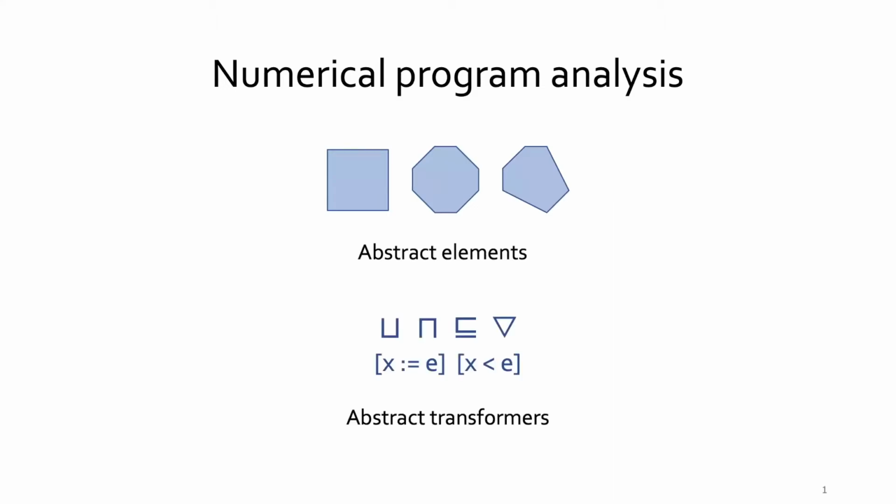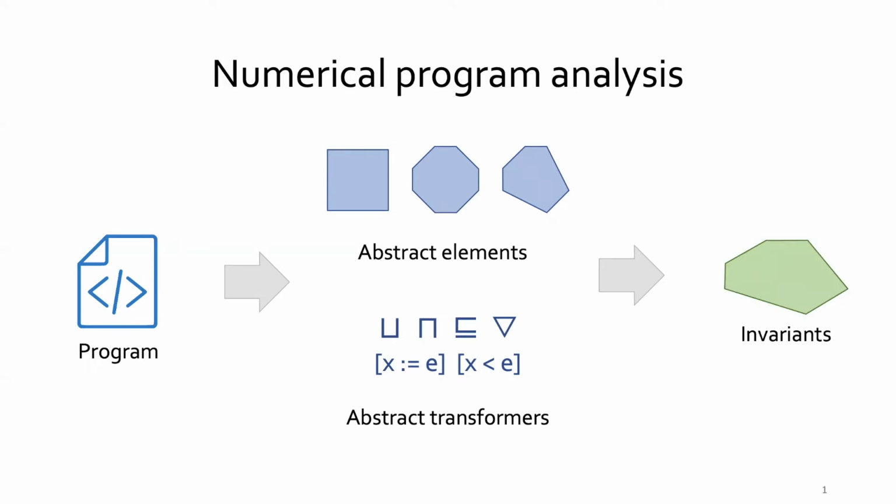Numerical domains consist of abstract elements and abstract transformers, and are a key part in numerical program analysis. Given an input program, numerical program analysis works by passing abstract elements through a sequence of abstract transformers. The analysis outputs numerical program invariants, which can be used to prove various kinds of safety properties of programs.